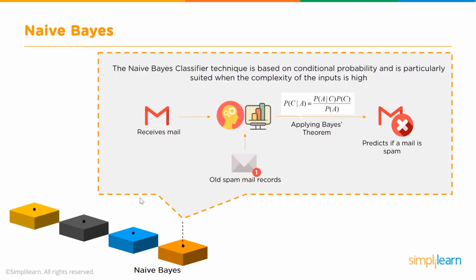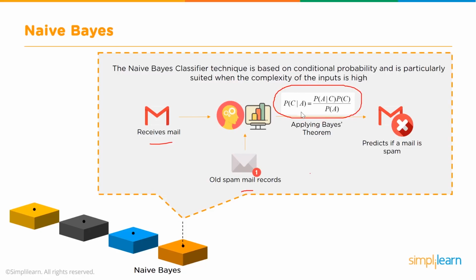Naive-Bayes algorithm is mostly used in cases where a prediction needs to be done on a very large dataset. It makes use of conditional probability. Conditional probability is the probability of an event, say A, happening given that another event B has already happened. This algorithm is most commonly used in filtering spam mails in your email account. Let's say you receive a mail. The model goes through your old spam mail records. Then it uses Bayes' theorem to predict if the present mail is a spam mail or not.